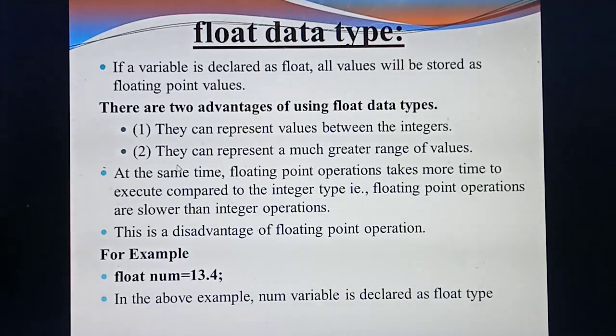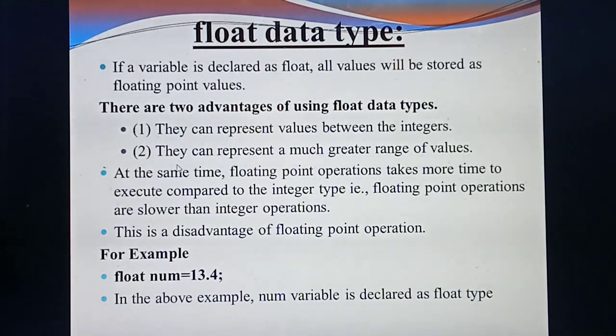Understood? So you have studied two advantages of the float data type. What are they? The first advantage is that you can represent values between two integers. The second is that you can represent a much greater range of values. But at the same time, there are disadvantages also in the float data type. Now we are going to study the disadvantages of using this float data type.